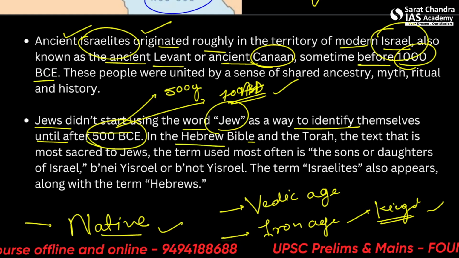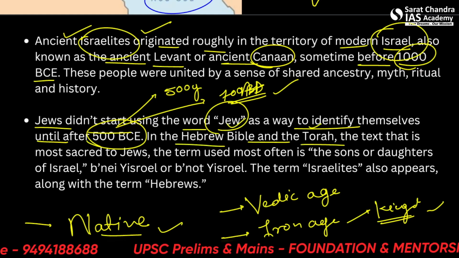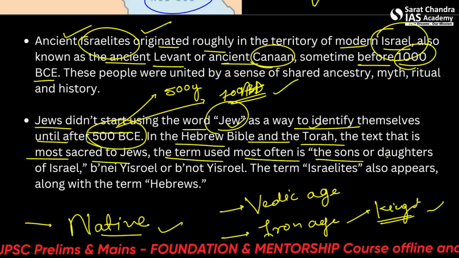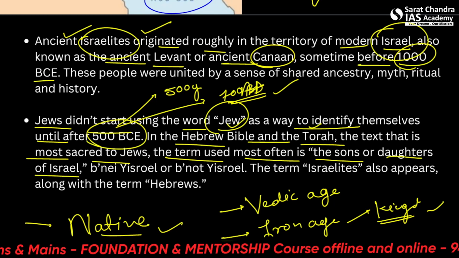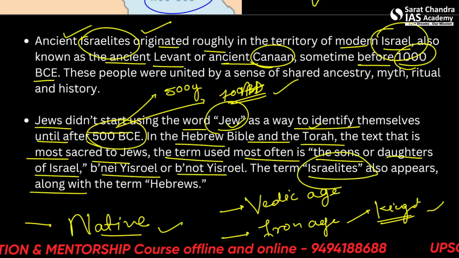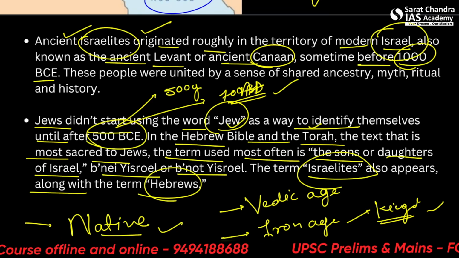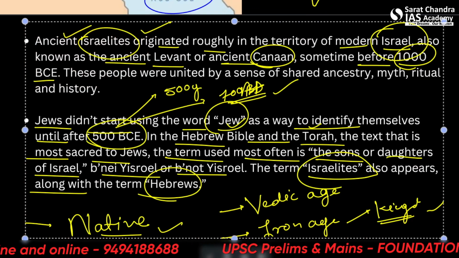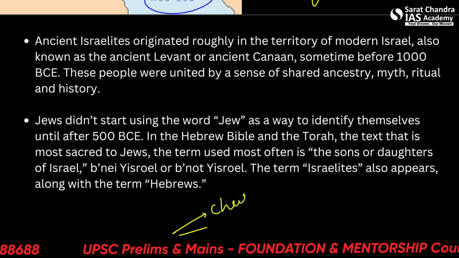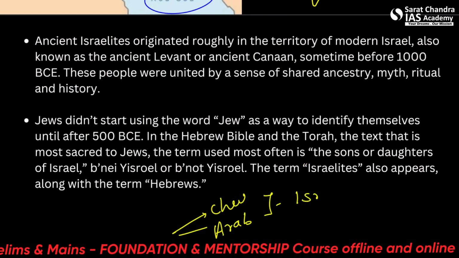In the Hebrew Bible and the Torah, which are the religious books of the Jews, the texts most sacred to the Jews, the term used most often is the sons or daughters of Israel. The term Israelites also appears along with the term Hebrews. So they have a very, very vast history, way before any sense of Christianity or Arab ever arrived in this area.